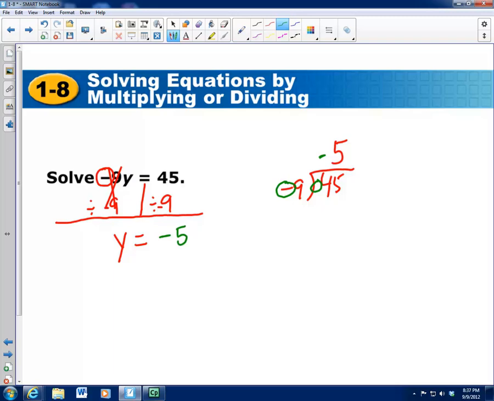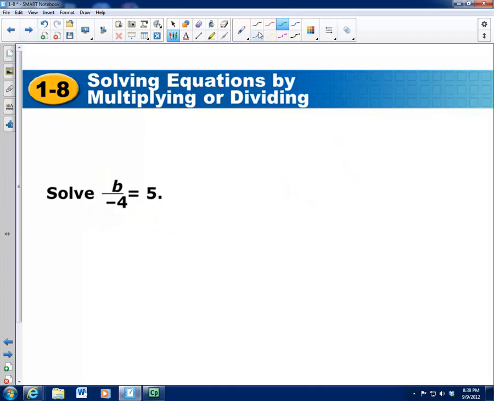And again, you can check this if you want. If you want to substitute this negative 5 back in for your y up there, you could say negative 9 times negative 5. Well, negative 9 times negative 5 is positive 45. Because remember, since the signs are the same, my answer has to be positive. All right, let's take a look at our next one.